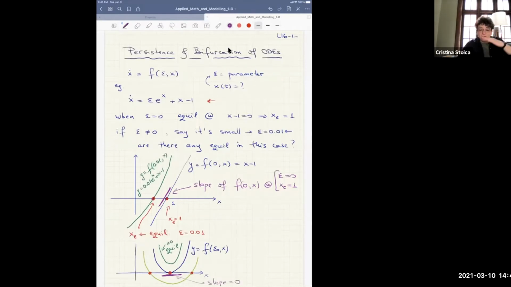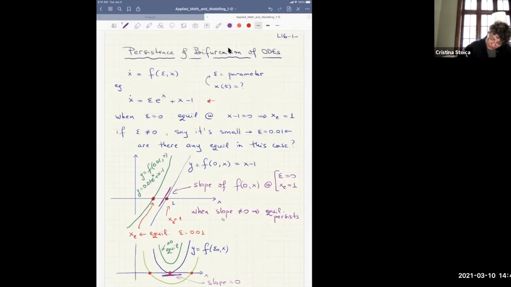So as soon as the slope is 0 and we do a jiggling, it could go up or down, and then it's either disappearing or it becomes two equilibria, right? So what we can say for sure is that when this slope is non-zero, then the equilibrium persists. We say that the cut is transversal, right?